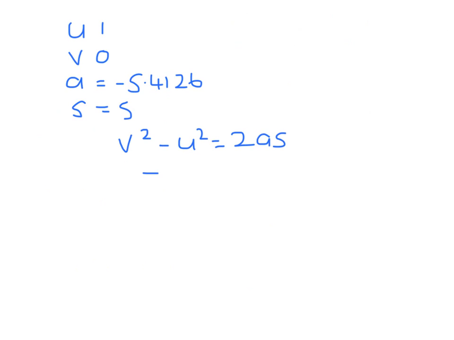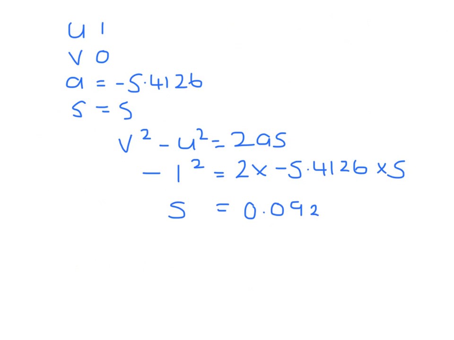v squared is 0, so I have minus 1 squared equals 2 times minus 5.4126 times s. So s will be 1 divided by 2 times 5.4126 because the 2 minus signs will cancel. And that gives 0.09237. That would be meters. So that would be 9.24 centimeters, and that is the 3 significant figures.